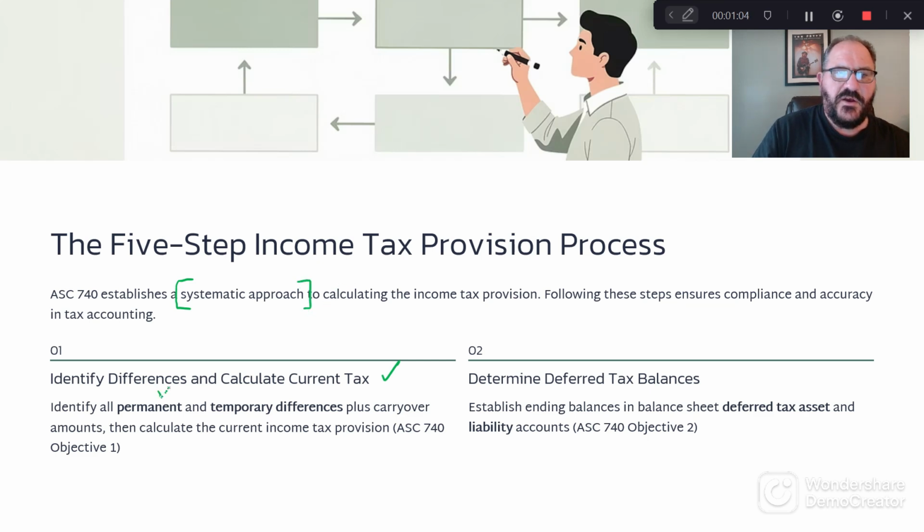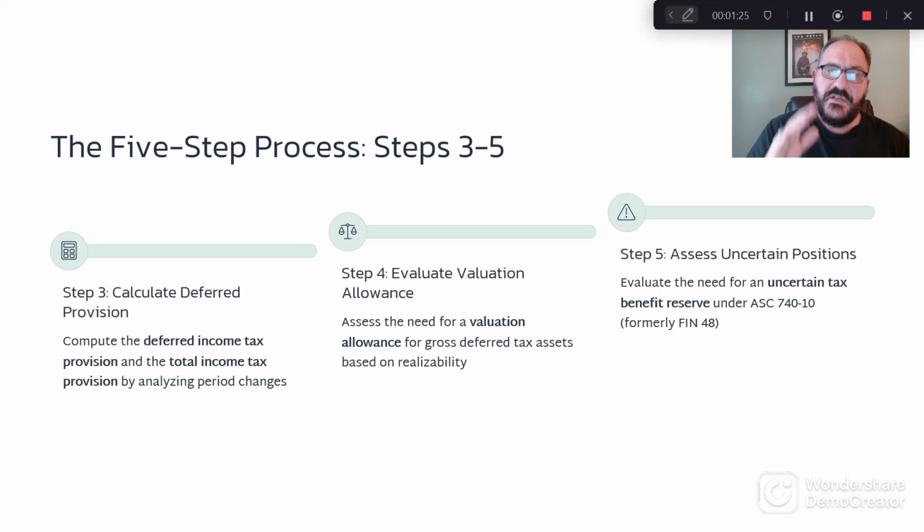Notice it says identify all permanent and temporary differences plus any carryover amounts. Then calculate the current income tax provision. Next, determine deferred tax balances. You're going to take a look at the deferred tax asset and liability accounts and get those ending balances. Next, we're going to calculate the deferred provision. Then we're going to evaluate an allowance account.